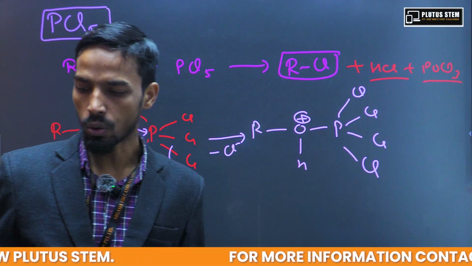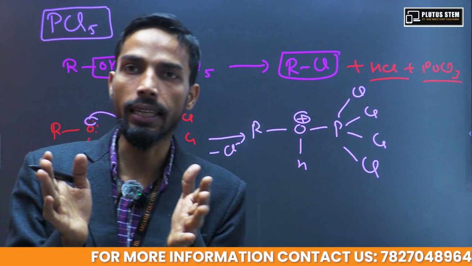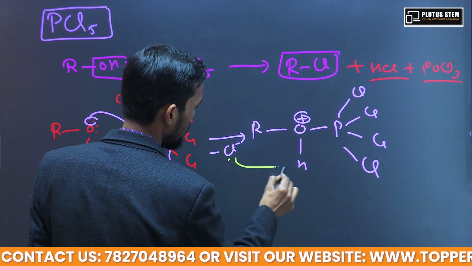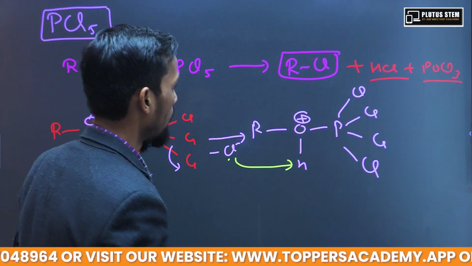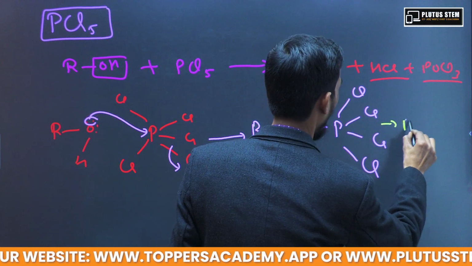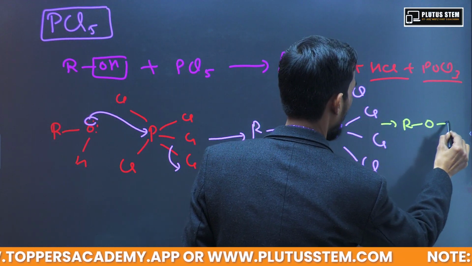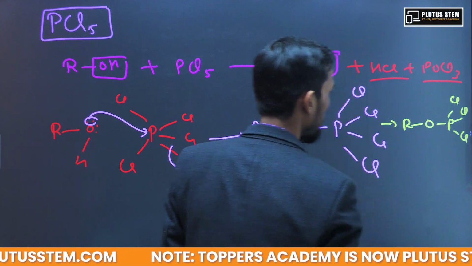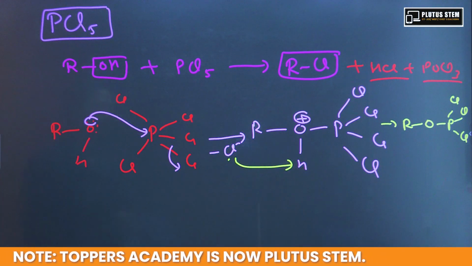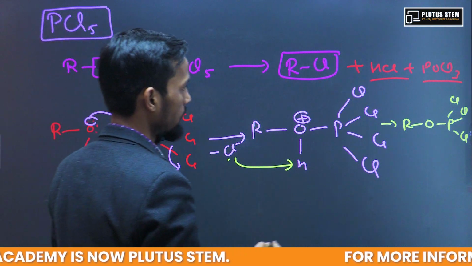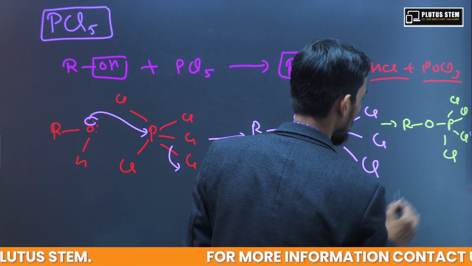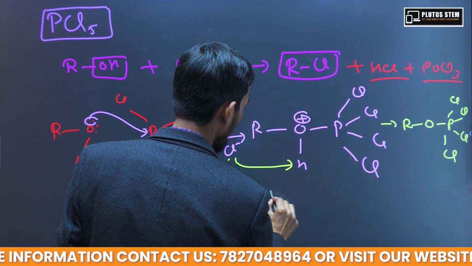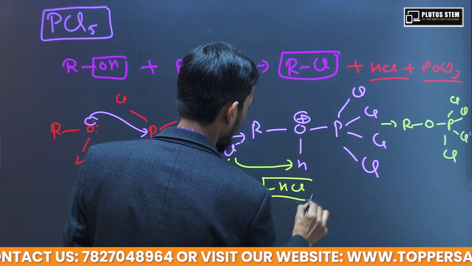So in the next step, what is going to happen? Now we will see this Cl negative which is leaving from here. What will it do? It will attack at this hydrogen, and we will have a product like this, RO PCl Cl Cl, like this. One more Cl is there, yes, 4 Cl are there. Clear? So HCl is leaving from this reaction, minus HCl at this step.